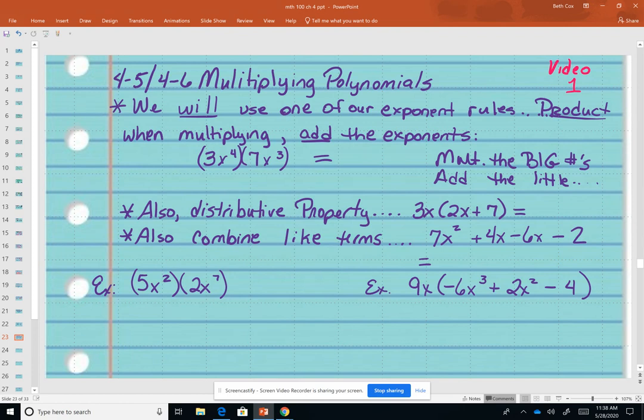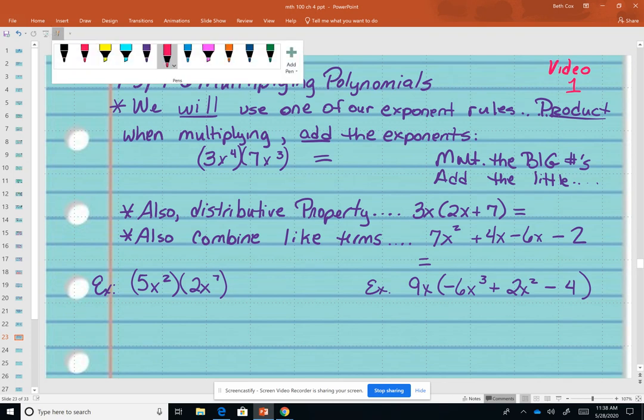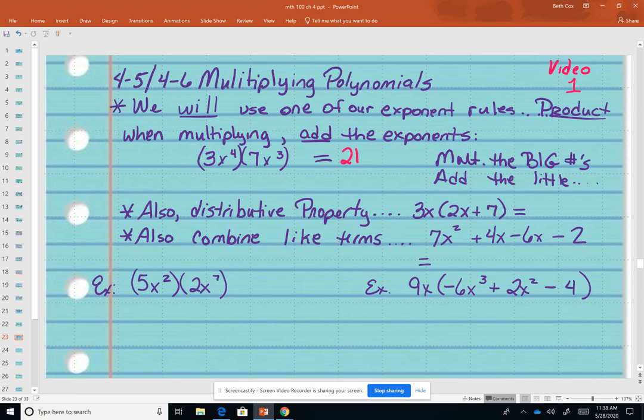We will be using one of our exponent rules. This is the product rule that says when you multiply, you actually add the exponents. And so for this first little part, just a reminder of what that looks like. We're going to multiply. We have 21. That's the 3 times the 7. And then x to the 4th times x to the 3rd is x to the 7th. So just in a nutshell, we're going to multiply the big numbers and add the little numbers.